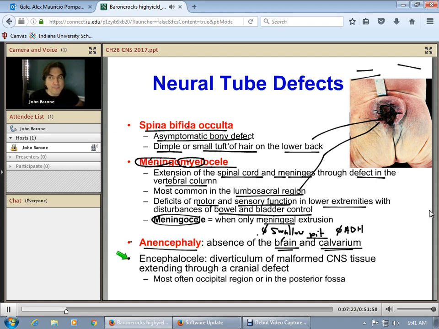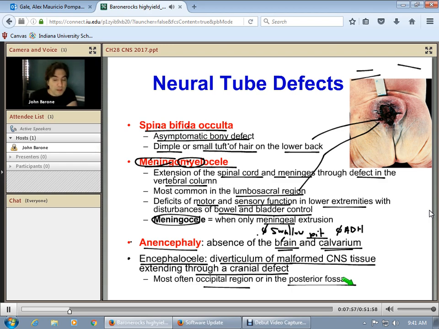Now, what if the brain actually protrudes outside the skull? Well, that's called an encephalocele. Cephalo is brain, cele is one of these projections, right? So this is a diverticulum of malformed CNS tissue that's extending through a cranial defect, a defect in the bone. So you usually see it back here in the occipital area. You often see this big old mass there, and you're like, what is that on the back of the baby? That's some brain tissue that's protruding through a hole in the skull. So usually an occipital or posterior fossa region.